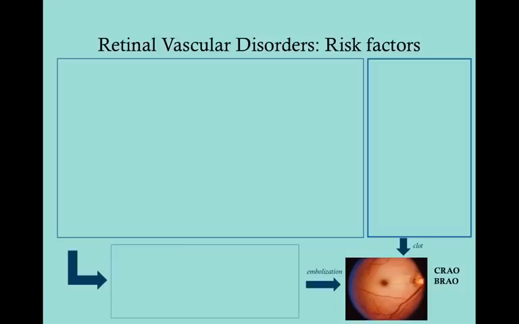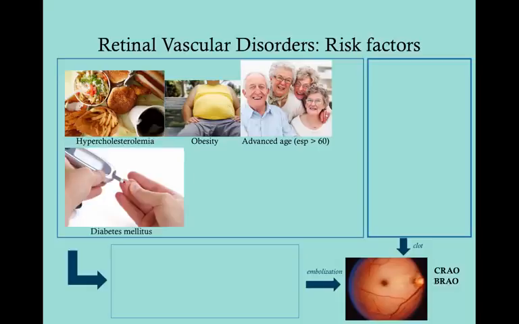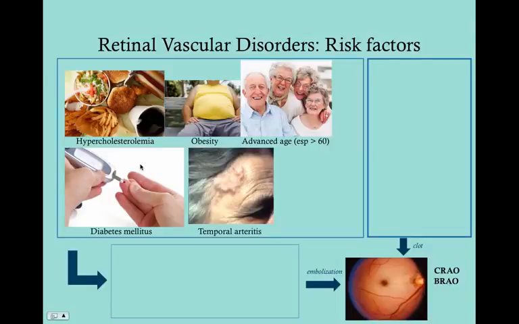Okay, so what are the risk factors? Hypercholesterolemia. Of course, that's a risk factor for clotting. Obesity. Advanced age. Diabetes mellitus, and all of these three things, maybe not hypercholesterolemia, but obesity and advanced age, those certainly play into diabetes mellitus. But just having diabetes mellitus by itself, even if you're not obese and you're not advanced age, that is a risk factor too. And then temporal arteritis is a big risk factor for artery occlusion.